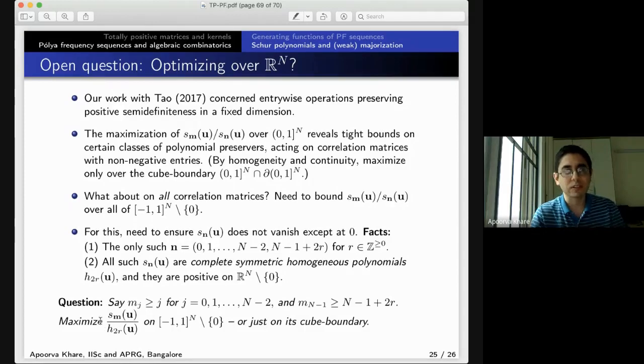So here is the question then. Suppose I take any tuple of integer powers where the m_j's are increasing and they're bigger or equal to j for j from 0 to n minus 2, and m_{n-1} is bigger or equal to n minus 1 plus an even number. Is it possible to maximize that Schur polynomial divided by the complete symmetric homogeneous polynomial on the boundary of the cube? As I said, I believe it's not known. And if that can be done, then one would have some kind of a sharp bound for positivity preservers as well. So that's just something to tell you.